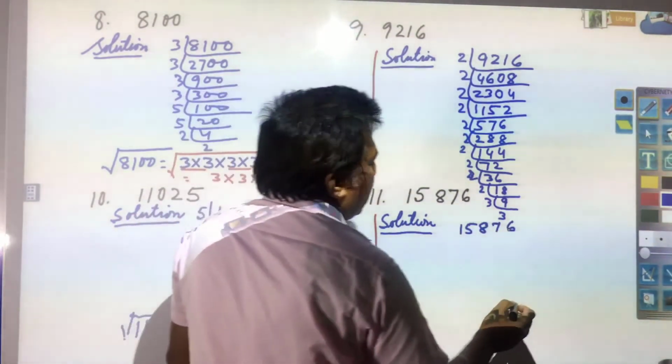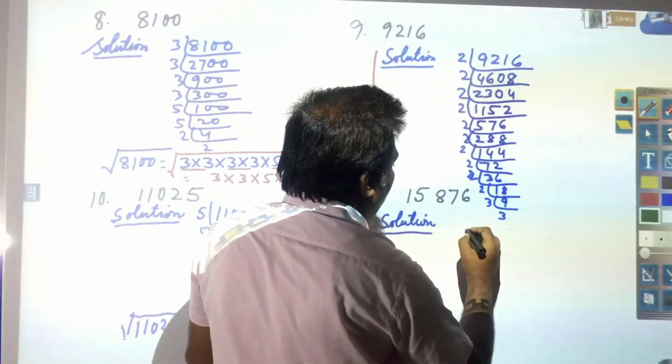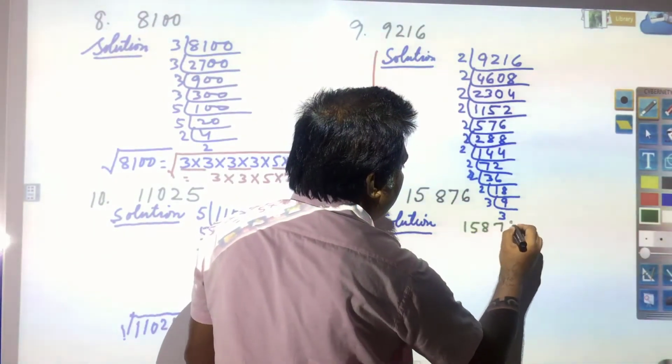15876. You write in different color. 15876.